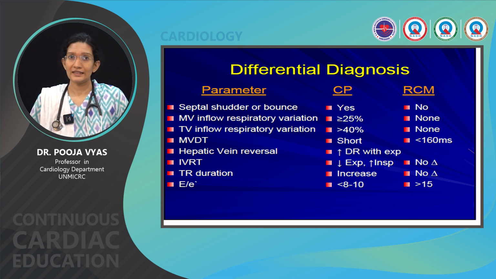And also the E by E dash ratio will be less than 8 to 10 in constrictive pericarditis, while it will be more than 15 in restrictive cardiomyopathy. So it's suggestive of diastolic dysfunction. So in restrictive cardiomyopathy, that E by E dash ratio is more than 15, while in constrictive pericarditis it will be less than 8 to 10.